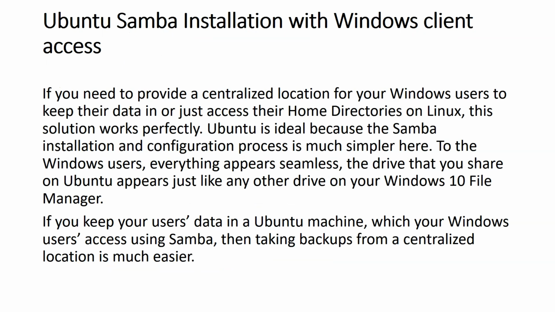If you need to provide a centralized location for your Windows users to keep their data in, or just access their home directories on Linux, this solution works perfectly. Ubuntu is ideal because the Samba installation and configuration process is much simpler here. To the Windows users, everything appears seamless. The drive that you share on Ubuntu appears just like any other drive in your Windows 10 file manager. If you keep your users' data on an Ubuntu machine, which your Windows users access using Samba, then taking backups from Ubuntu, from a centralized location, is much easier.